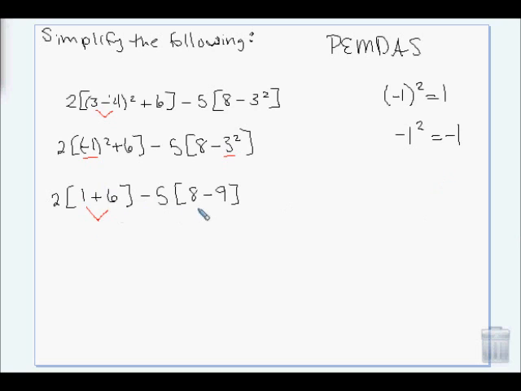Then I need to combine those. 1 plus 6 is 7. 8 minus 9 is -1. Then I multiply 14, and then -5 times -1 is +5. So my final answer is 19.